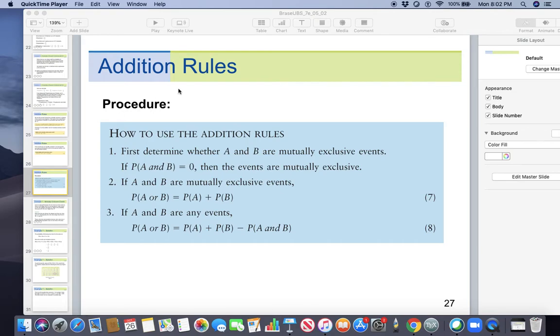Welcome back. Section 5.2, the last bit of our section. Here is the procedure to use addition rules.